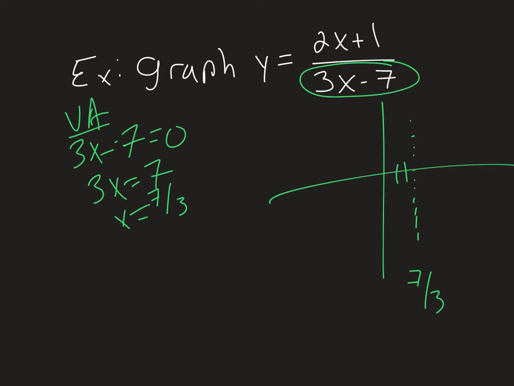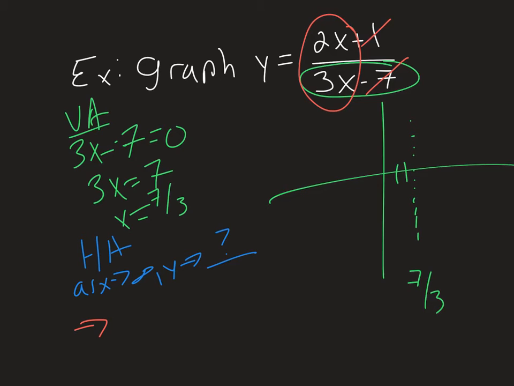Now let's think about a horizontal asymptote. I'm basically asking the question, as x approaches infinity, what happens to y? Well, if I think about what happened with the last one, I didn't really care about the 1, I didn't really care about the 7, I only cared about my leading terms. So this is going to very much mirror what happens with 2x over 3x, which I can reduce to 2/3. That tells me this is going to be my horizontal asymptote at 2/3. So let's say this is a 2/3 mark.